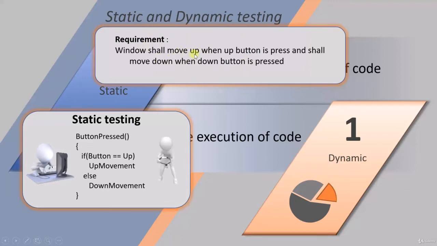The requirement was that the window shall move up when up button is pressed, but it will only move down when down button is pressed. There is no command for a down button here. So this is how we find defects through static testing. So why do we call this static? Because when I was performing this test, this code was not moving. It was in one place. This is why this type of testing is called static testing, because the code will remain unmoving and it's you who will be checking every line for errors. So that's it for static testing.